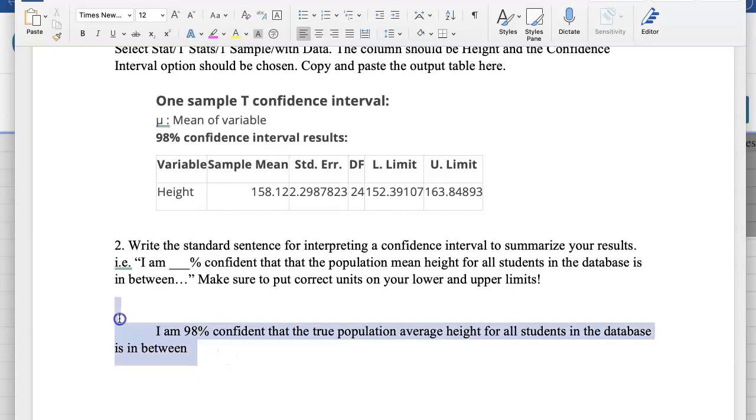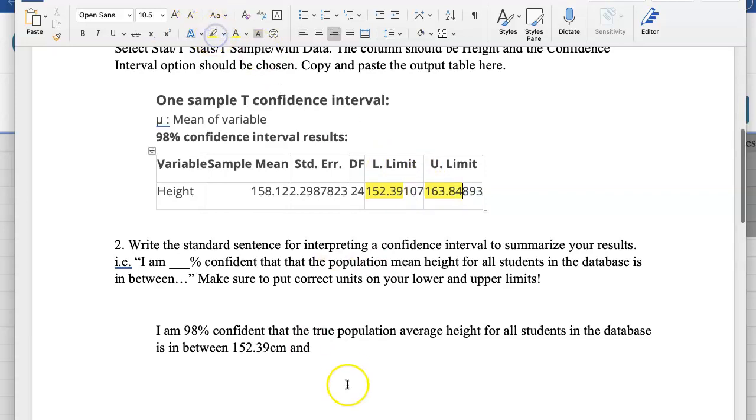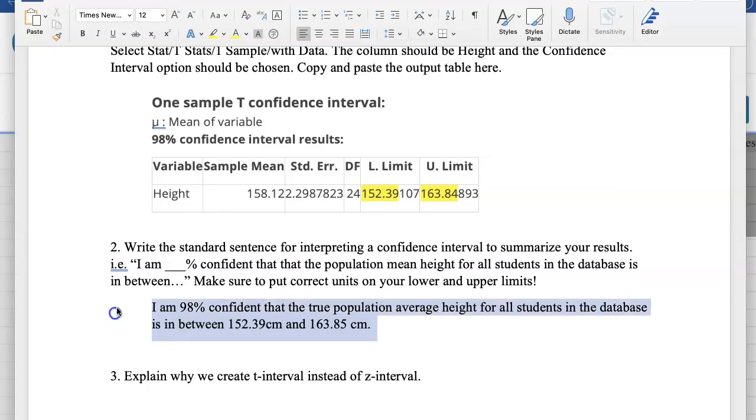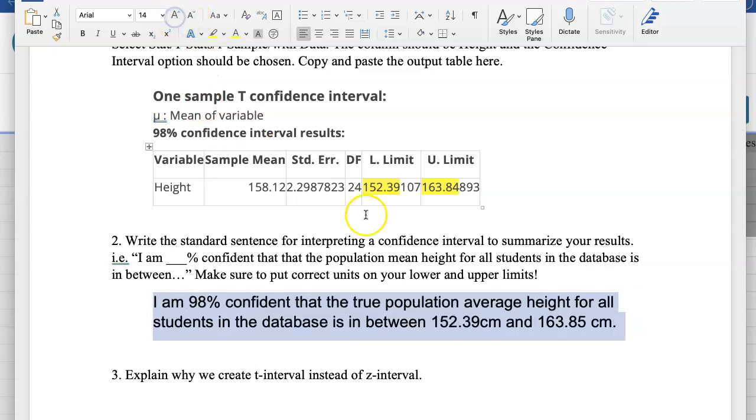Now, how tall are these kids? 152.38, so that's going to be my lower limit. 152.39 centimeters. And the upper limit of this. Put the units there, okay? 163.85 centimeters. Okay? So if you construct many of these confidence intervals of the same size, we will see that about 98% of them will capture the true population average.